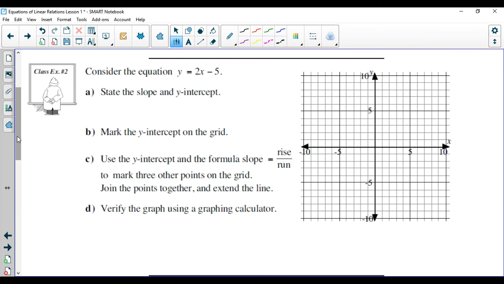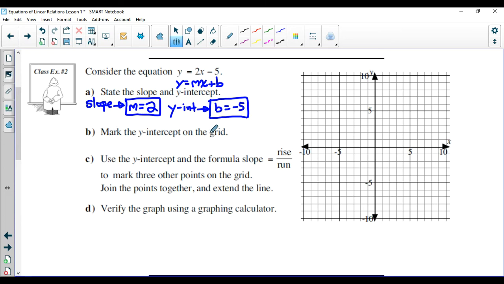It says, consider the equation y equals 2x minus 5. State the slope and the y-intercept. First of all, this is in the format y equals mx plus b. So your slope is the value of m, and the value of m is the number in front of the x. So m is equal to 2. And the y-intercept would be the constant term, which includes the negative sign in front of it as well. So the value of b would be equal to negative 5.